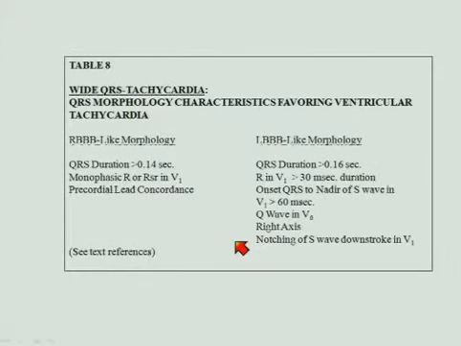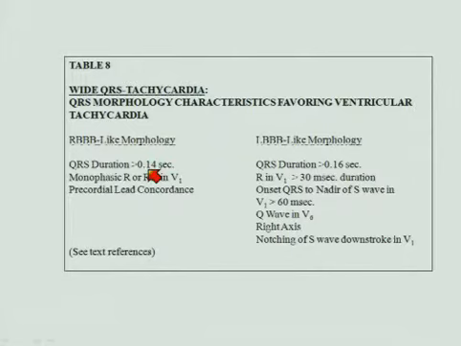So if we don't see those patterns of fusions, captures, and AV dissociation, we look for the morphologic characteristics. And there are several groups that have characterized these, Wellens, the Brugadas, a variety of others, and I've given you some references in the material. Here are the ones that I find personally most helpful. If the wide QRS tachycardia has a right bundle morphology and the QRS duration is greater than 140 milliseconds, that suggests VT.